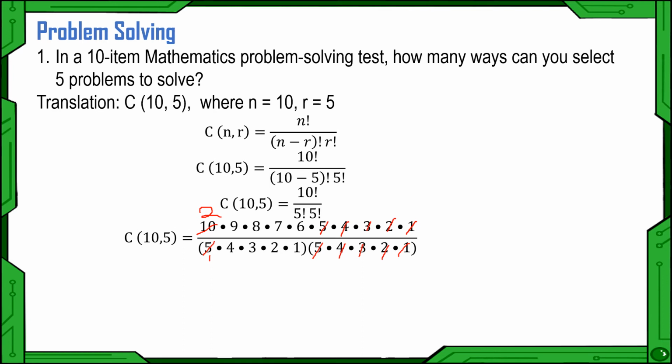Next is 9 and 3. So, 9 divided by 3 is 3. And 3 divided by 3 is 1. So, we have here 8 and 4. So, 8 divided by 4 is 2. And 4 divided by 4 is 1. So, 6 and 2. 6 divided by 2 is 3. And 2 divided by 2 is 1.